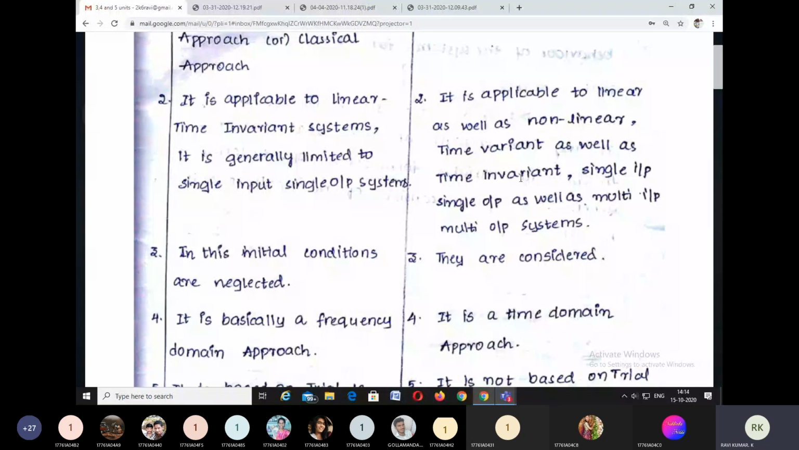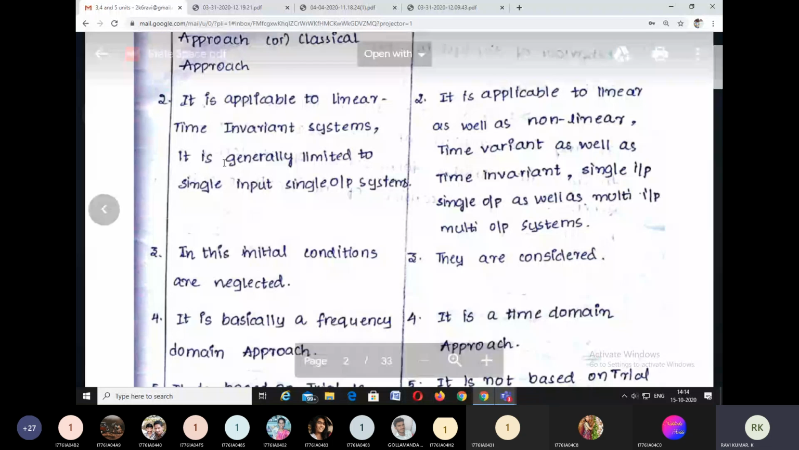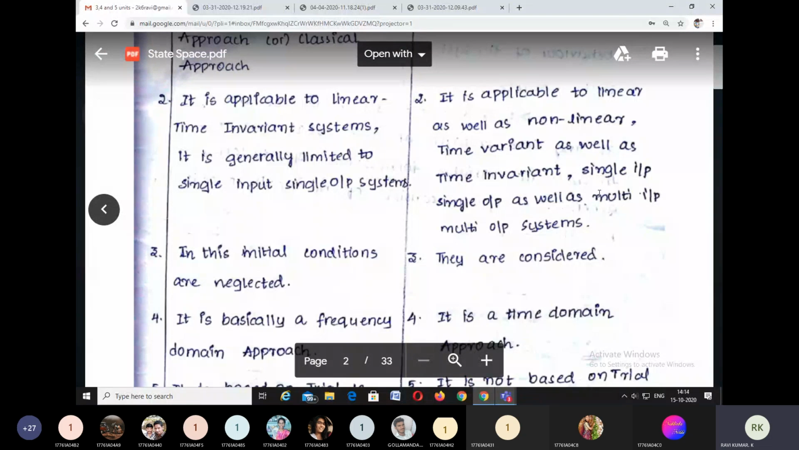Another important point is that up to now we have been giving a single input like a step input or ramp input, and observing the output Y of s equal to H of s into X of s. So the transfer function approach is used for a single input. But there are multiple input multiple output systems. Suppose you consider a car engine. At a time you are giving inputs from the brake, accelerator, and all these things. So these are multiple input and multiple output systems.